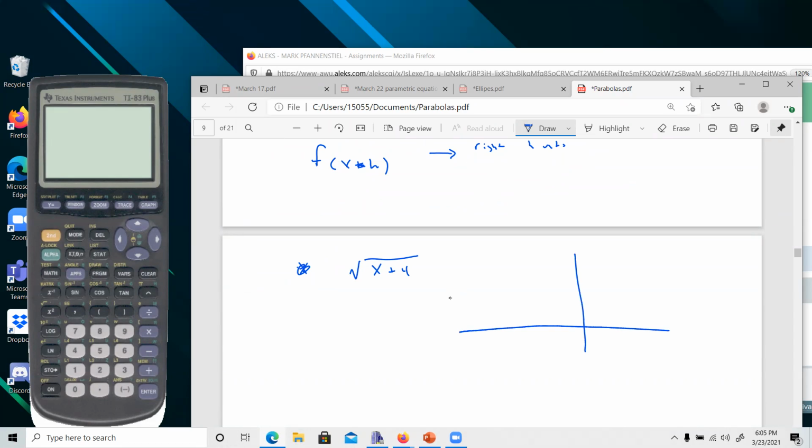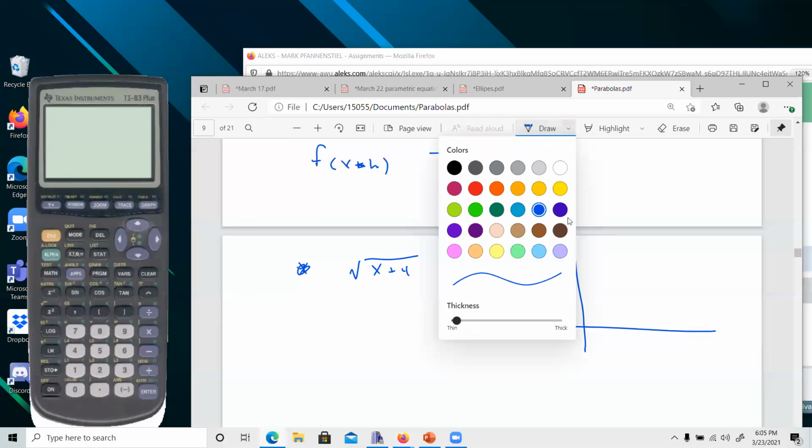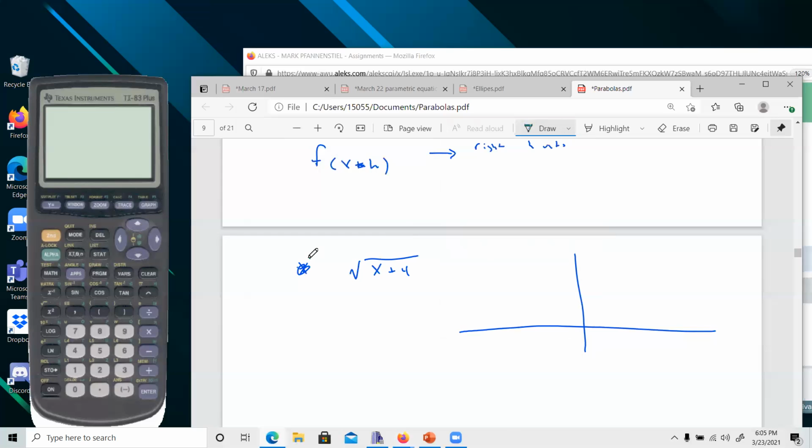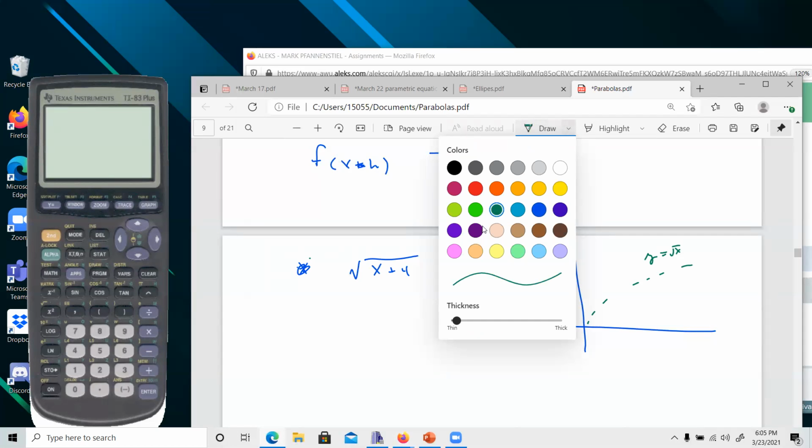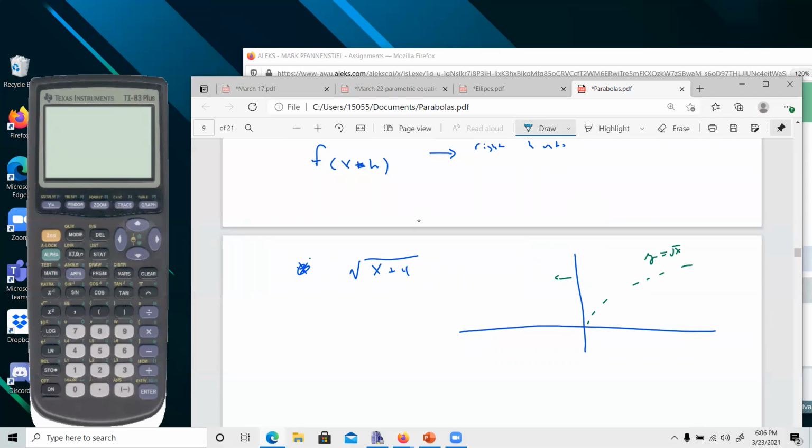So even though normally the parent function started here, right? This is y equals square root of x. We're going to move backwards 4 points, or move to the left. Okay, 4 points: 1, 2, 3, 4. So we have a horizontal shift of 4 to the left.